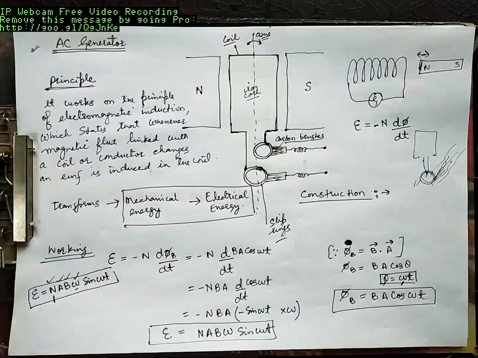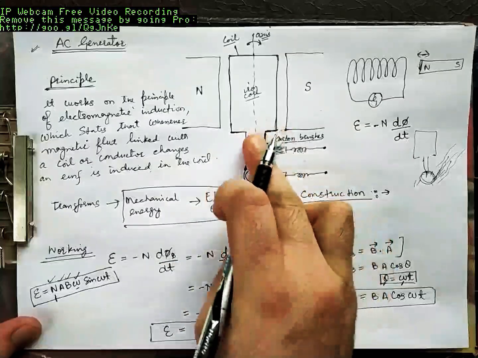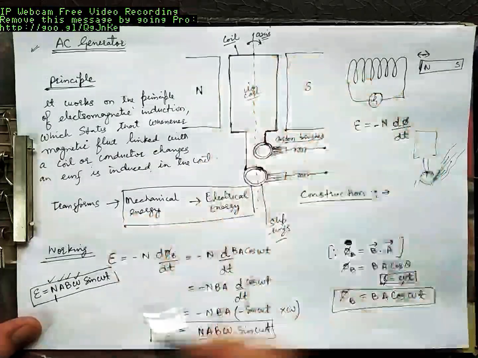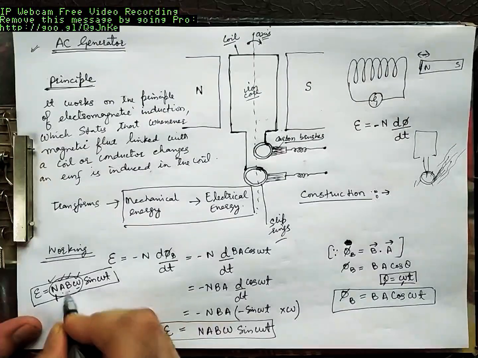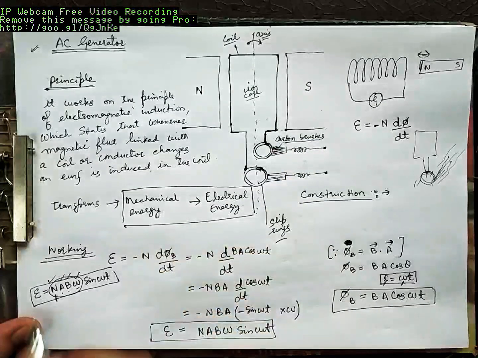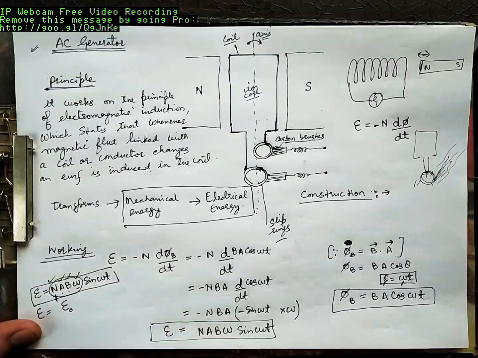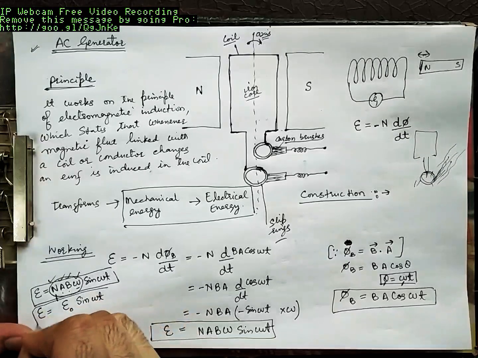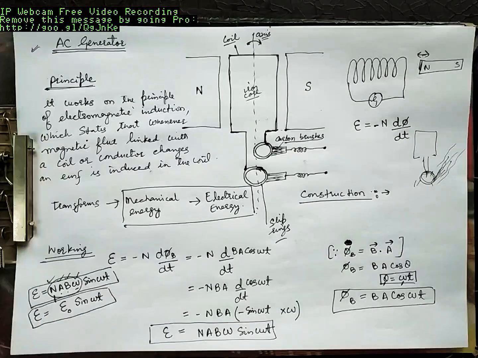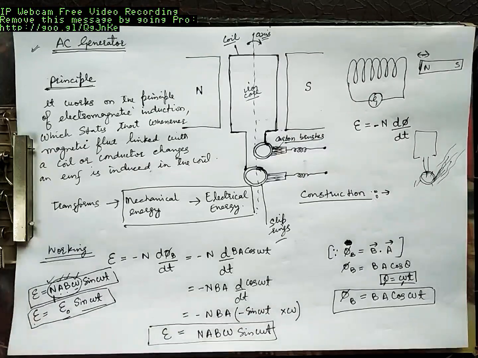In N A B omega, if you rotate this coil with a constant angular velocity omega, all these terms are constant. N is constant, A is constant, B is constant. If you rotate this with a constant speed, omega is constant. So we can also write this as E equal to E naught, where E naught is equal to N A B omega, times sine of omega t. You can clearly see here that this induced EMF E is equal to E naught, a constant term, and sine of omega t, where t is time.